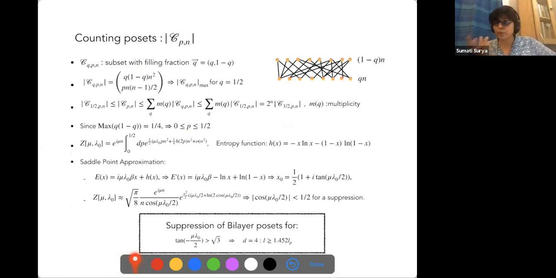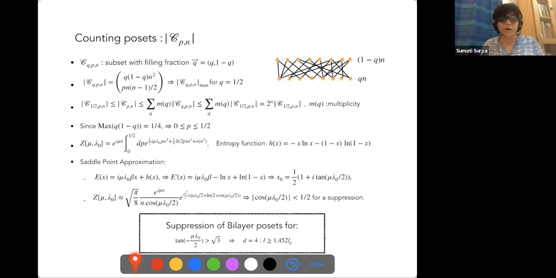And so the whole work is in actually counting the number of these posets. And they did that by looking at a subset of this set CPN by fixing the filling fraction, so how many elements you have in a given layer. So the total number is n, which you say you have q in the first layer and 1 minus q, so qn and (1 minus q)n in the second layer. And you can then just ask, well, given a fixed filling fraction q, how many posets are there? And this is just simple combinatorics, like so.